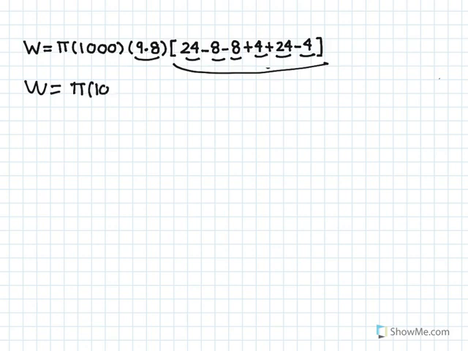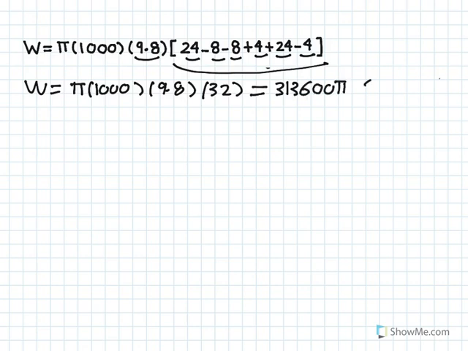If we plug this into a calculator, or do it mentally, pi times 1,000 times 9.8 times 32. And multiply these numbers, we get 313,600 pi joules. If we decimalize this, the work is approximately 985,203.46. So that's 985,203.46 joules required to pump all the water over the top. All right, thank you.